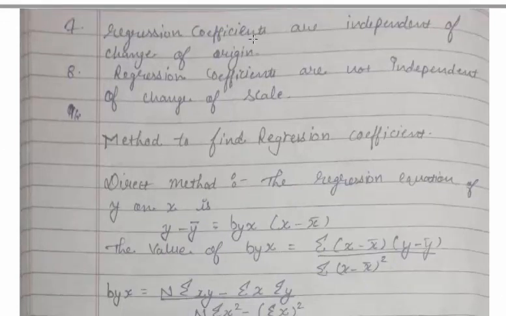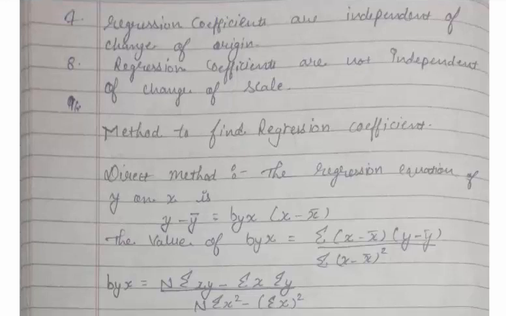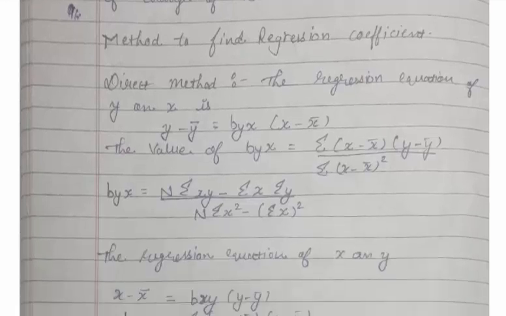So the regression coefficients are independent of change of origin. Regression coefficients are not independent of change of scale. That means if we change the scale, then this affects our regression coefficients. Now firstly we discuss the direct method to find the regression equation.